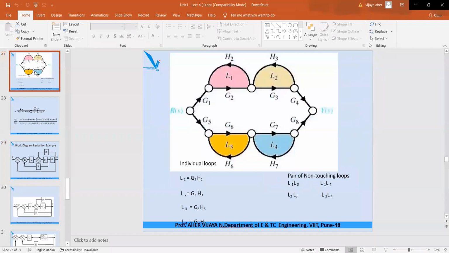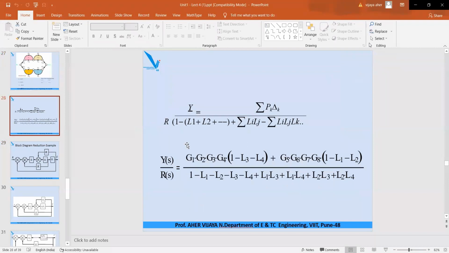You have written the equation for loops L1, L2, L3 and L4. Then you have written the equation for paths P1 and P2. Then the equation for pairs of non-touching loops, that is L1 L3, L1 L4, L2 L3 and L2 L4. By using Mason's gain formula, you simplified this equation and got the transfer function of the signal flow graph.